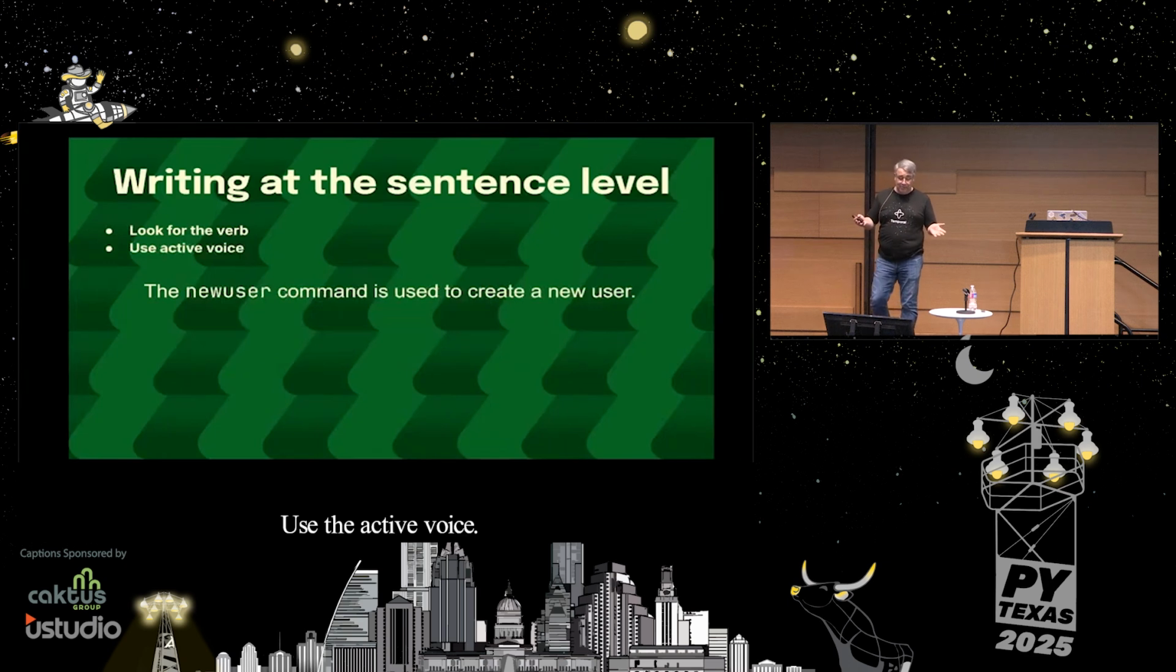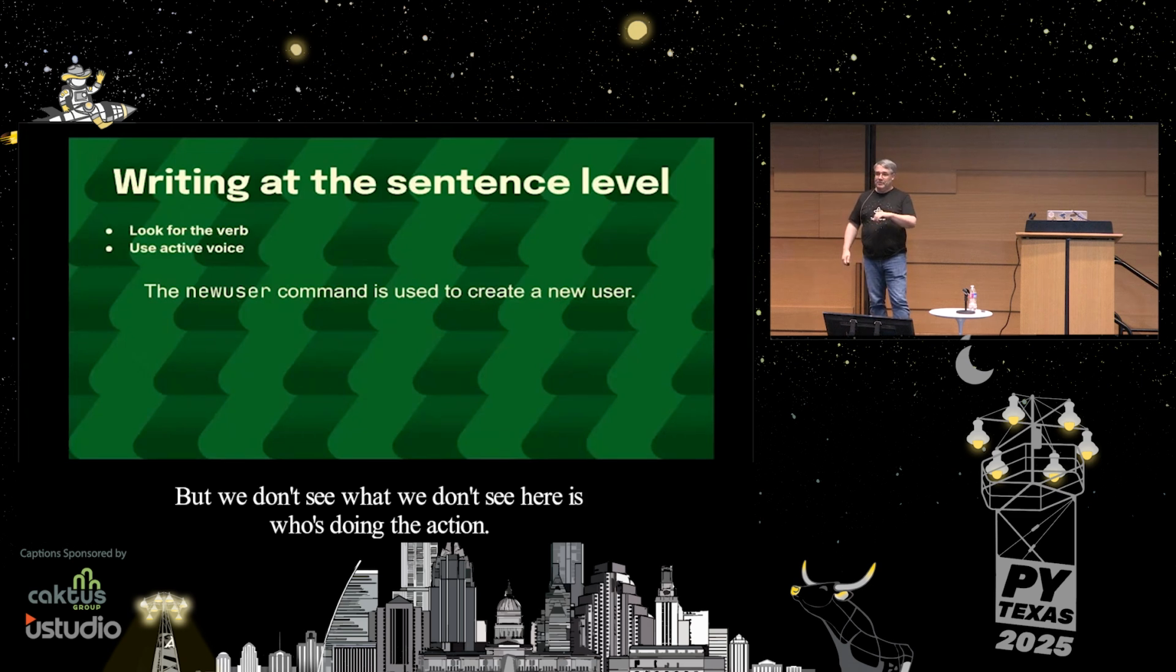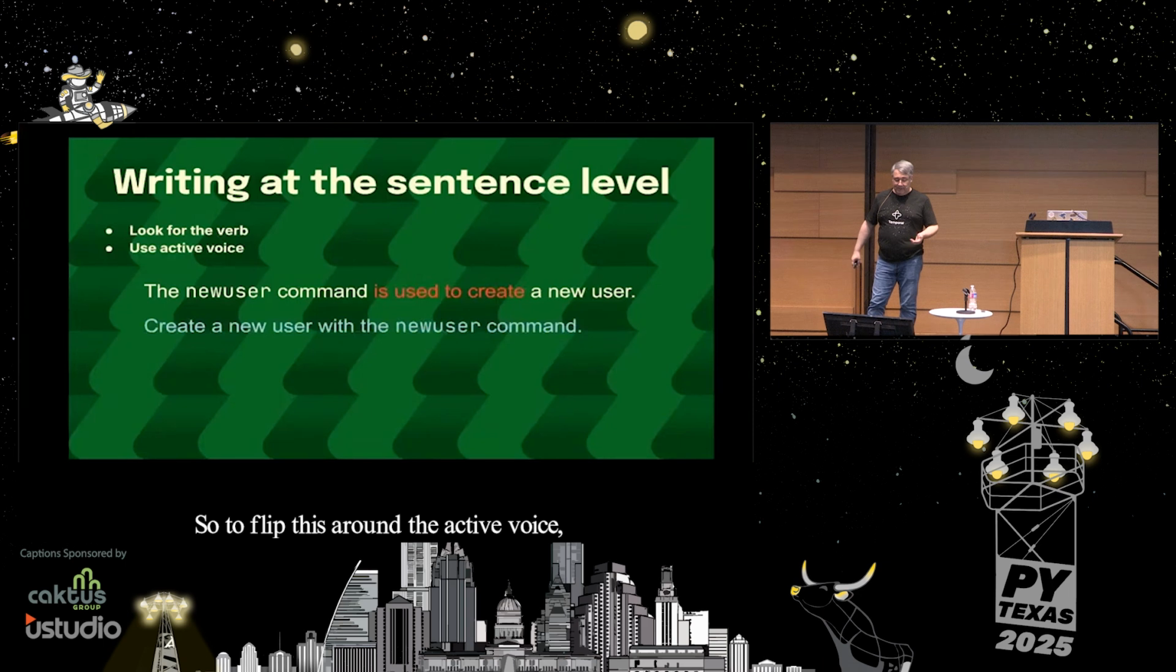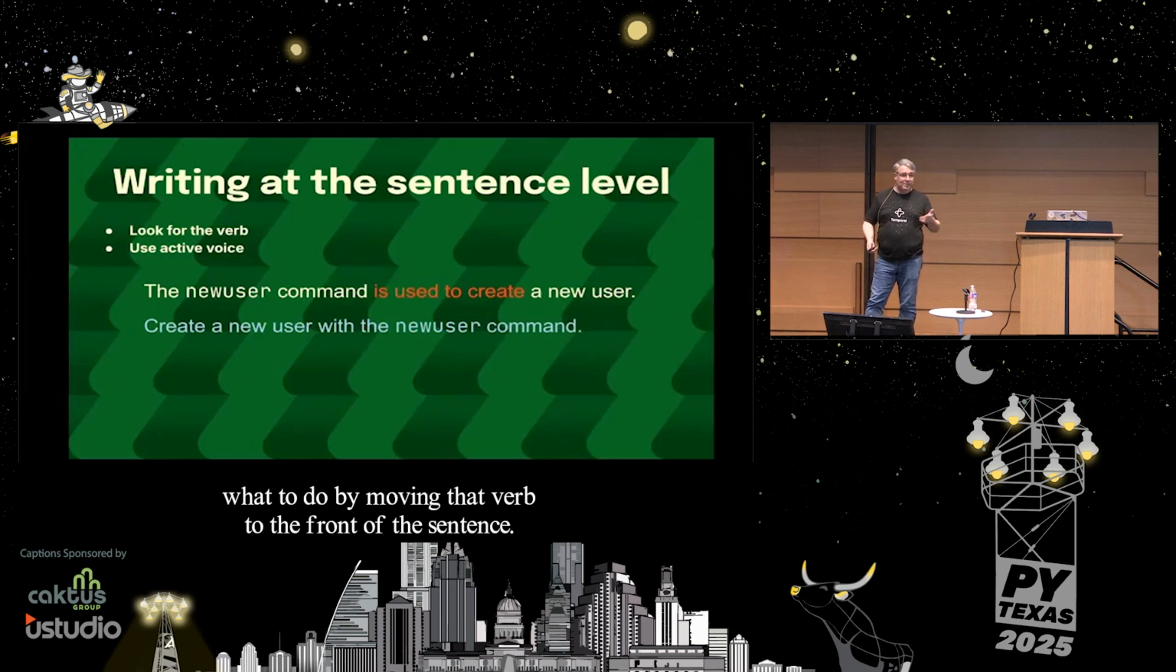Use the active voice. Again, there's that flashback, sorry. The new user command is used to create a new user. Yeah, I bet it is. But what we don't see here is who's doing the action. Have we told them to do anything? We haven't. We've just described this command. So to flip this around to active voice: create a new user with the user command. Now you're speaking directly to the reader, and you're telling them what to do by moving that verb to the front of the sentence.